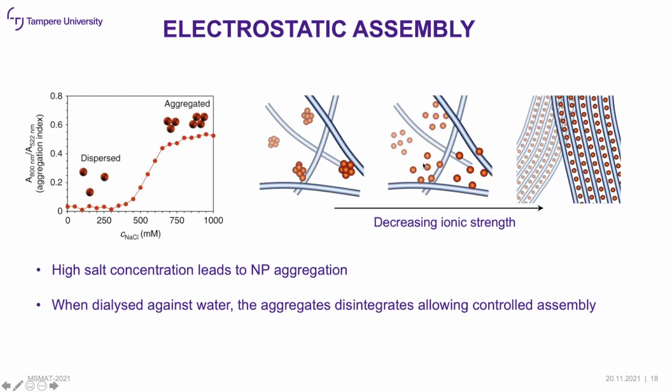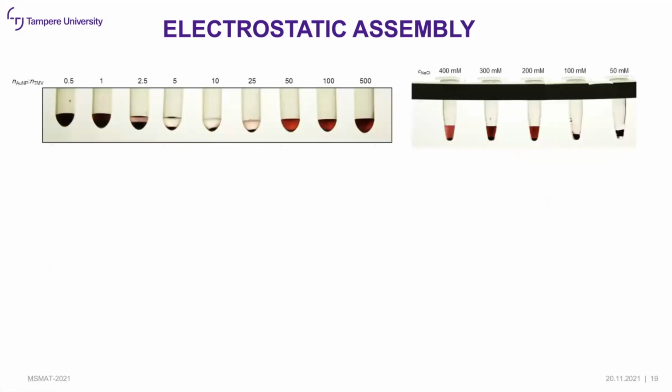Then it starts to release individual nanoparticles. These nanoparticles now go one by one and arrange, and this leads to more controlled assembly. We study this using numerous methods, but here, as a visual appearance, I'm showing you how we can control the structure formation using the ratio of nanoparticle to TMV. Here the ratio of nanoparticle to TMV is 0.5 to 1.